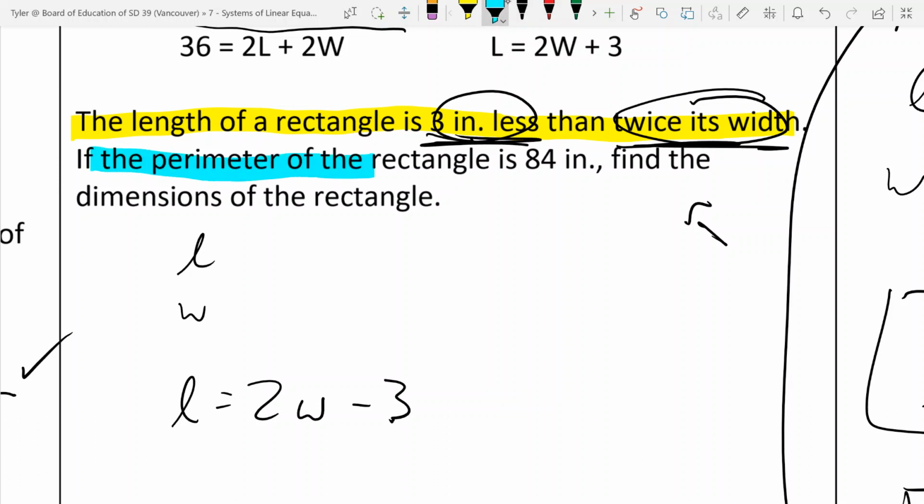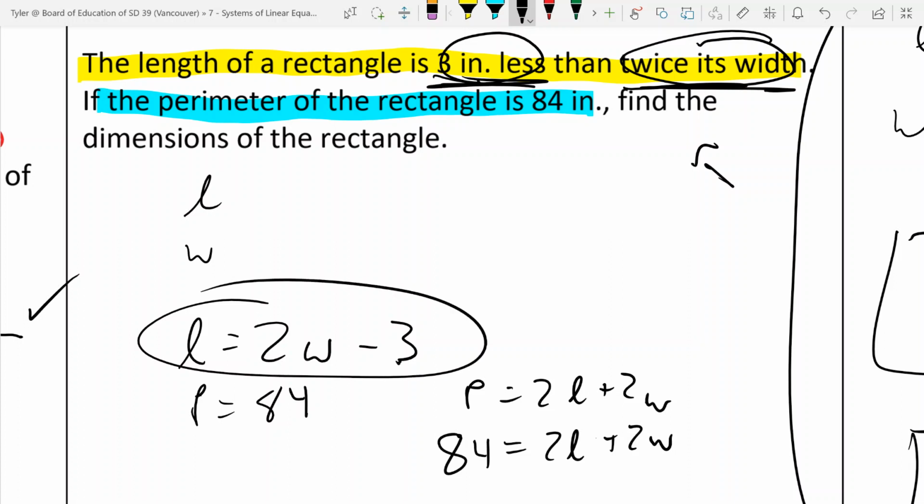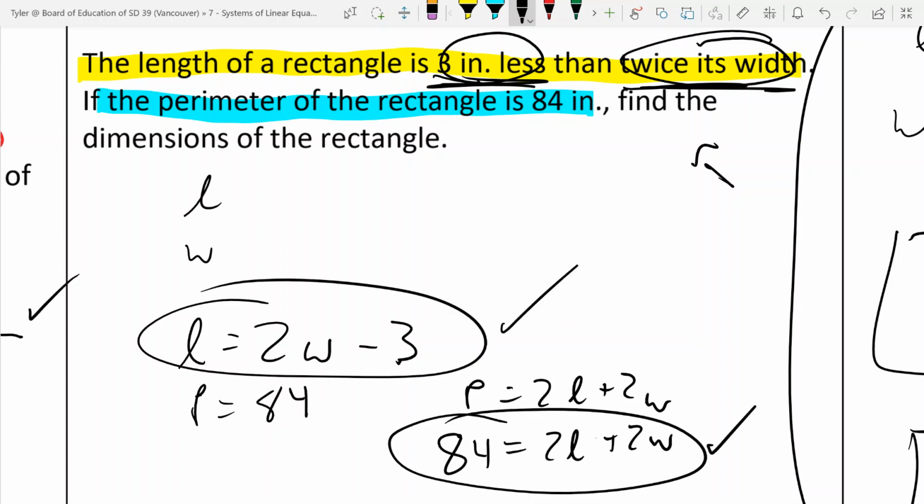The perimeter is 84 inches. Perimeter equals 84. Perimeter equals 2L plus 2W. So I'm going to write that as 84 equals 2L plus 2W. So now we got two equations. Sweet. And we can solve the rest using substitution or elimination. That's it.